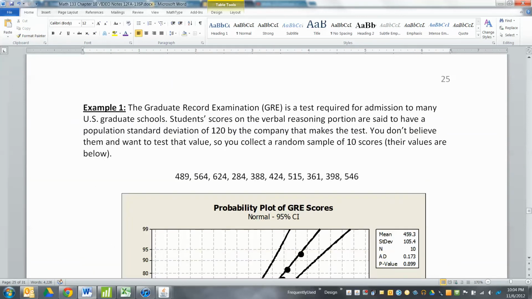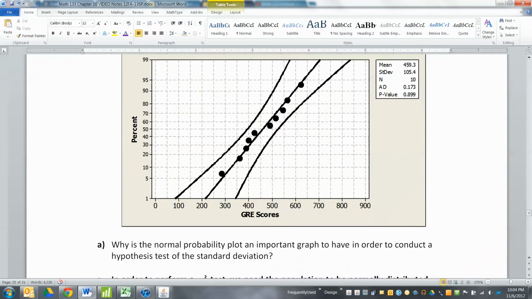So let's look at this. The GRE is a test required for admission to many U.S. graduate schools. Student scores on the verbal reasoning portion are said to have a population standard deviation of 120 by the company that makes the test. You don't believe them and you want to test that value. So you collect a random sample of 10 scores. Their values are below. So the first thing I did was I made a normal probability plot.